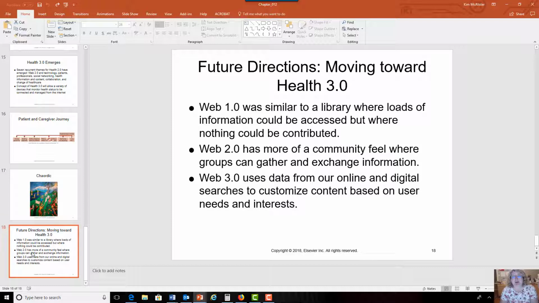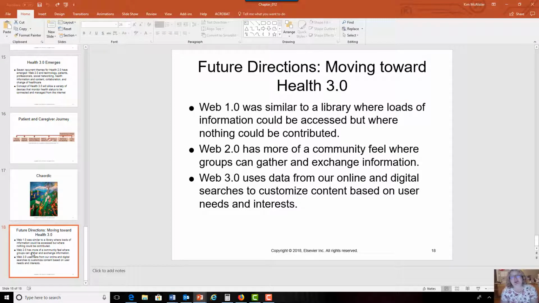So Web 3.0, as I already said, is going to customize content based on interest and needs, and also add to it the complexity of adding devices. And Health 3.0 is a part of Web 3.0. So with Web 1.0, we basically got on the internet and there was just all this information and nobody could add anything to it. It was sort of just a way of locating all the information that was there.